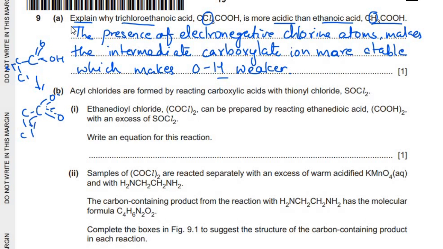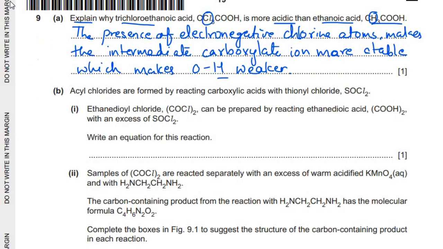And if it's not localized on both the oxygen atoms, then the intermediate carboxylate ion, that is COO-, is more stable, and so the H+ doesn't come back and bond with the oxygen atom, and that's why it's more acidic. So this is how we explain the whole process, in shorter terms.